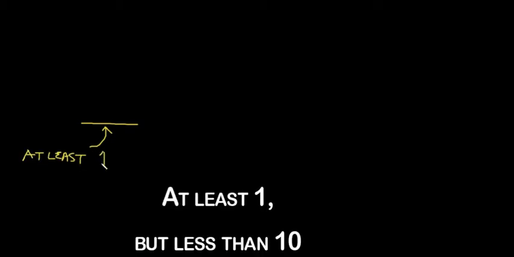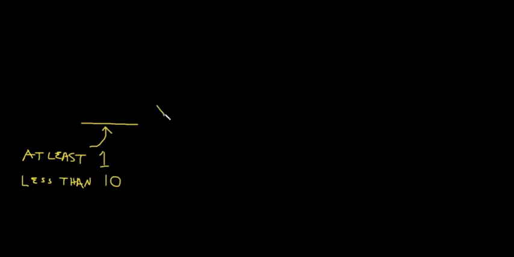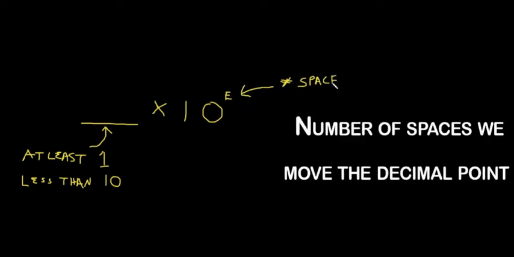In scientific notation, we have the first number, which needs to be at least 1 but less than 10. Okay? And then we're going to times it by base 10. And up here we have a little exponent. I'm just going to put a little e up here for exponent. And that exponent tells us the number of spaces that we need to move our decimal point.